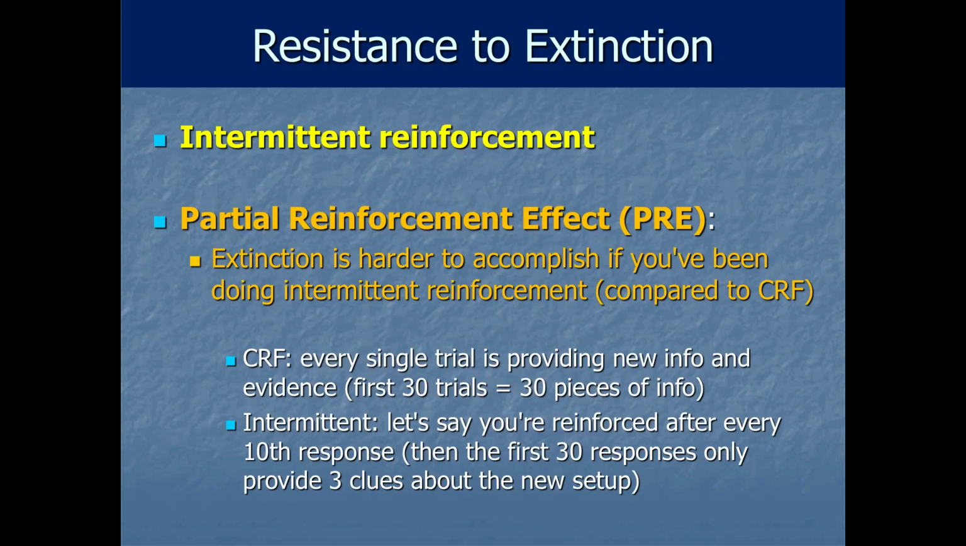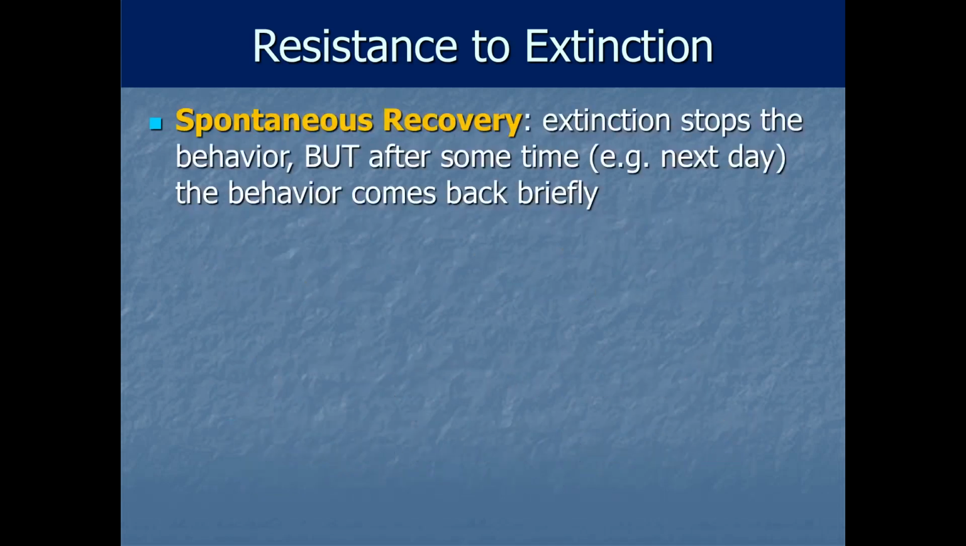But in intermittent reinforcement, let's say you were reinforcing every 10th response, every 10th time they did the behavior. When you start extinction, those first 30 responses they do after that are only going to provide 3 clues about the new setup, not 30 clues, right? So that's the main theoretical explanation for this partial reinforcement effect. It takes longer for the brain to get enough new information to recognize that the pattern has changed. Like if things were more unpredictable back when the intermittent contingency was active, then it's going to be harder to know that things have changed when no reward starts coming out.